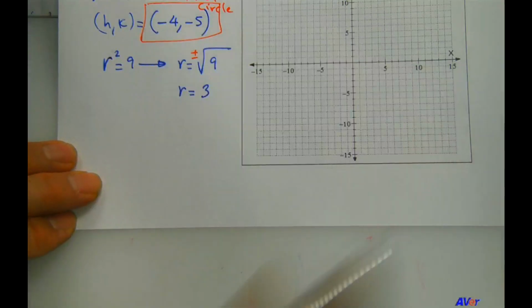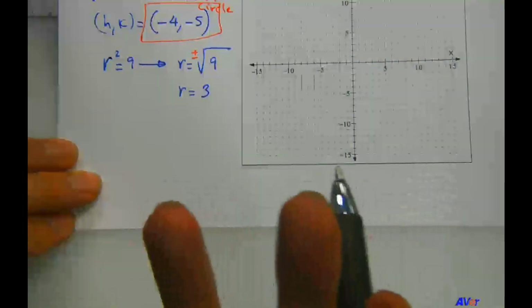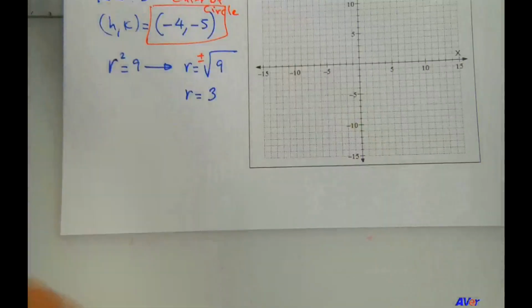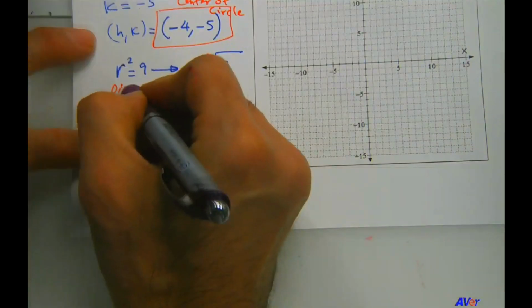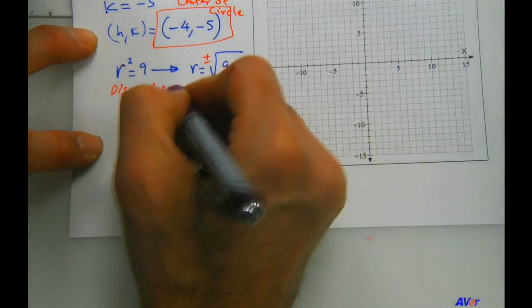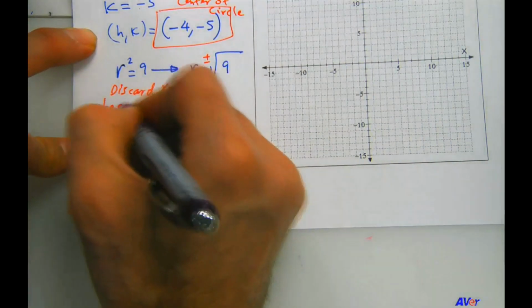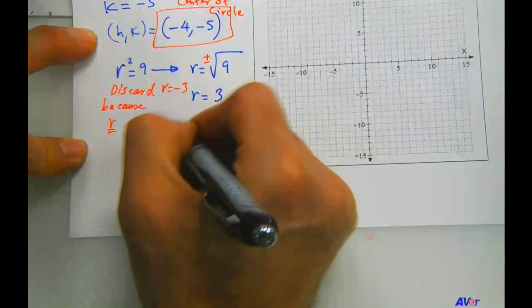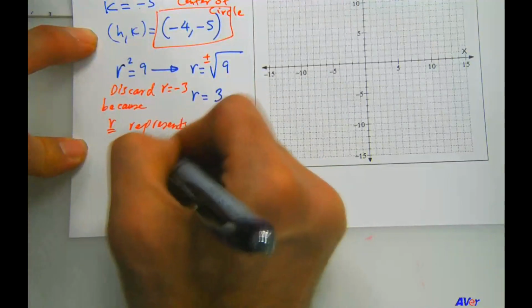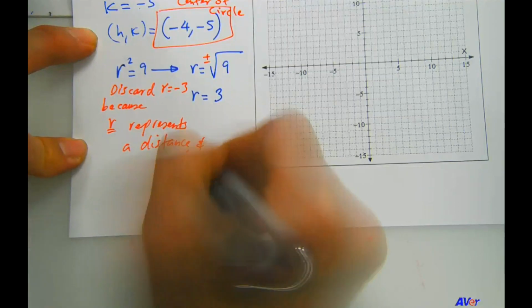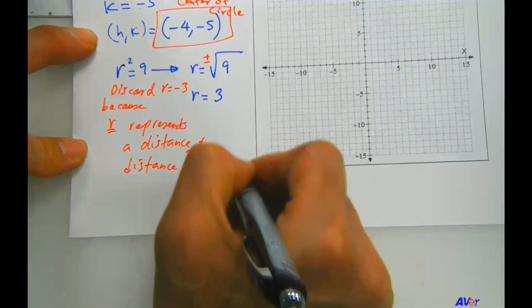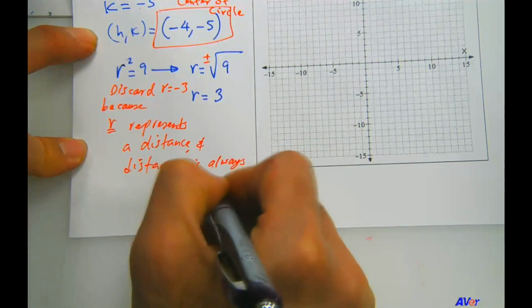But here, this r represents the radius of a circle. It's a distance. The value you're calculating represents a distance. So we discard the negative. Let me write that down. Discard r equals negative 3 because r represents a distance, and distance is always positive.